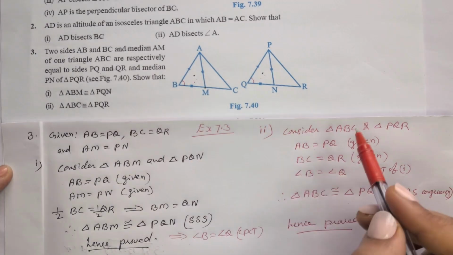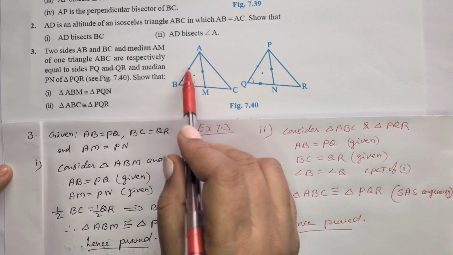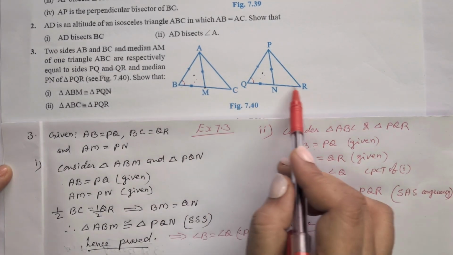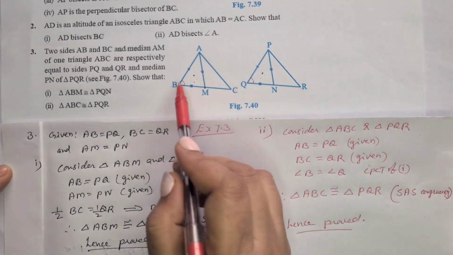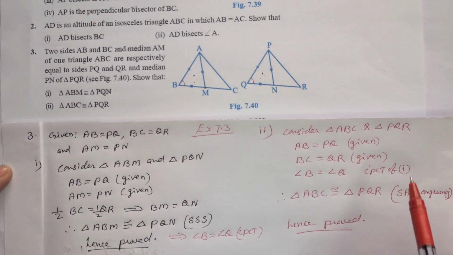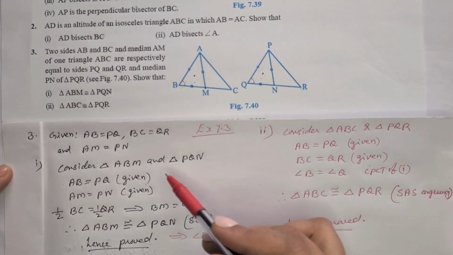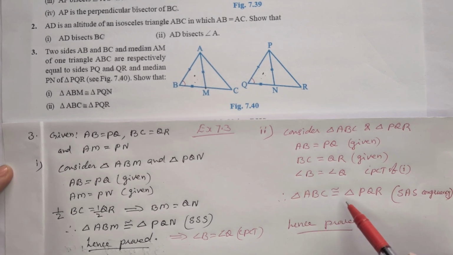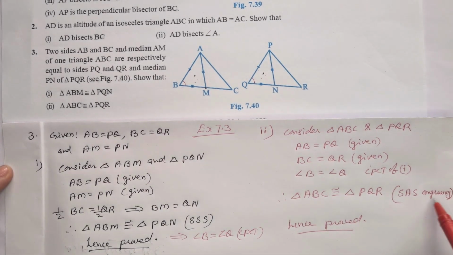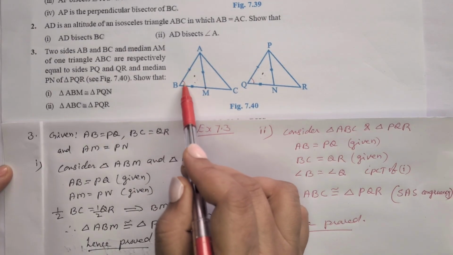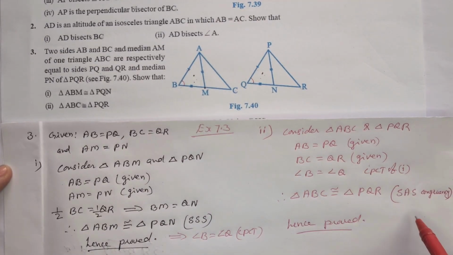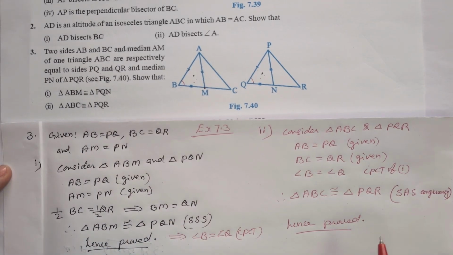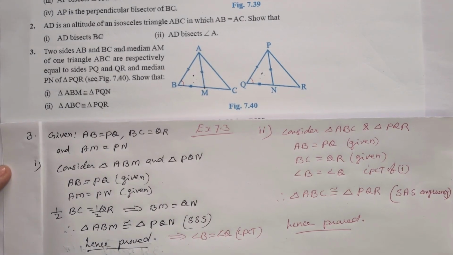Now we are considering triangle ABC and triangle PQR. There also AB is equal to PQ, that is given. Then BC is equal to QR, that is also given. And angle B is equal to angle Q, that is CPCT from the first part. Then by using these three, triangle ABC is congruent to triangle PQR by SAS congruency, side, angle, side. That is the second part. So we can write, hence proved.